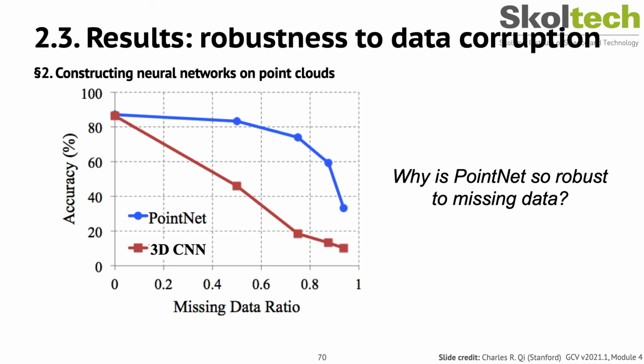Compared with the baseline 3D CNN, PointNet is much more robust in dealing with missing points. In this benchmark, both PointNet and 3D CNN really haven't seen any incomplete data during training time. One question then arises: how can one study why PointNet is so robust to missing data?